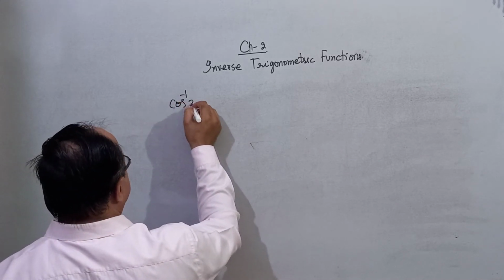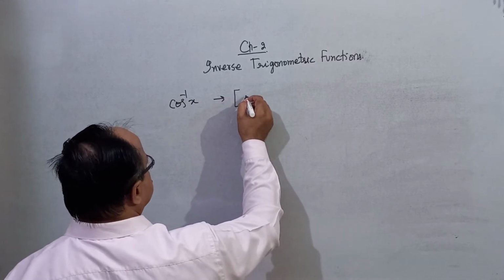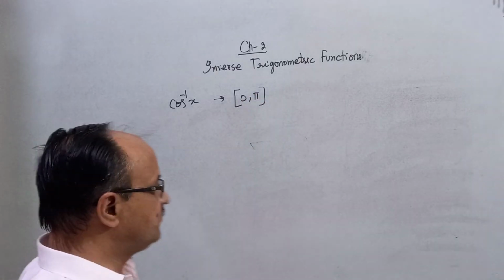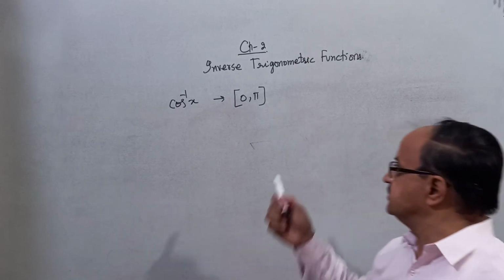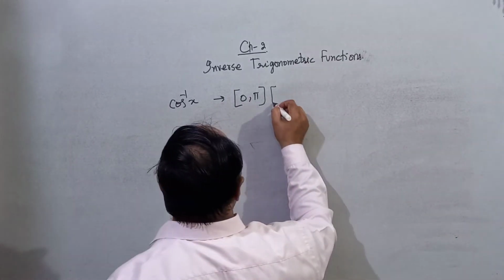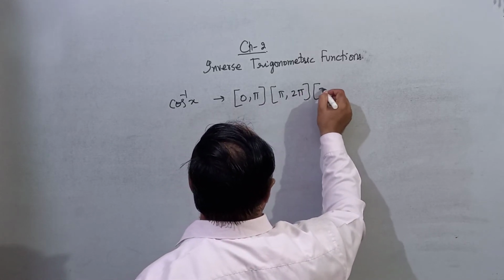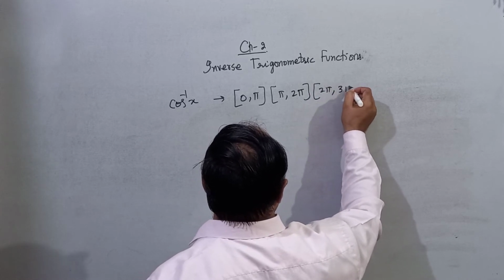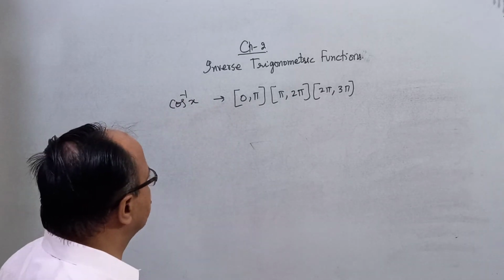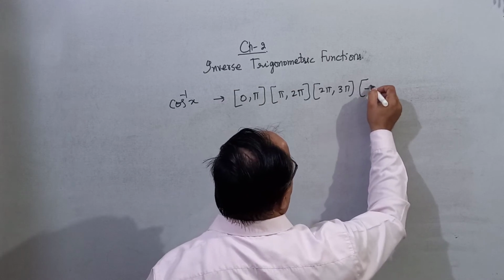Cos inverse x: the principal branch of cos inverse x is 0 to pi. And if you want to calculate other branches, add pi: pi to 2 pi, 2 pi to 3 pi, like this. Similarly, on the left hand side, minus pi to 0.